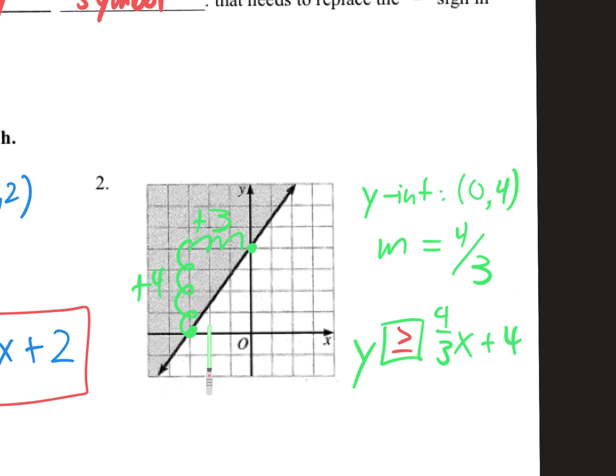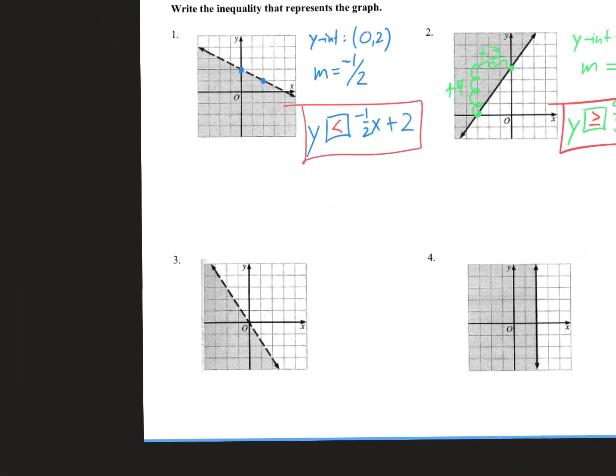And since it's a solid line, I used a line underneath. So greater than or equal to. Okay, so I can box that up. And we're on to problem 3.